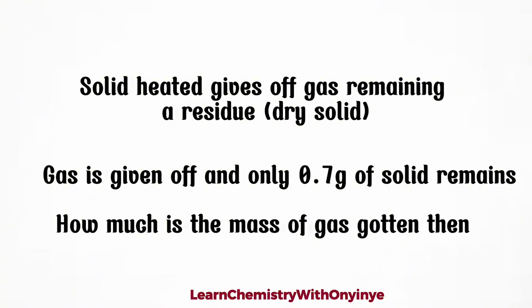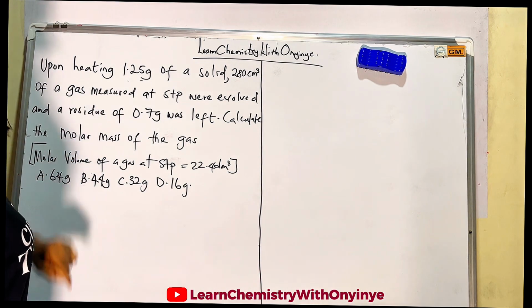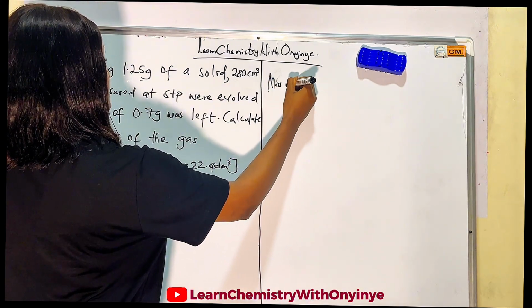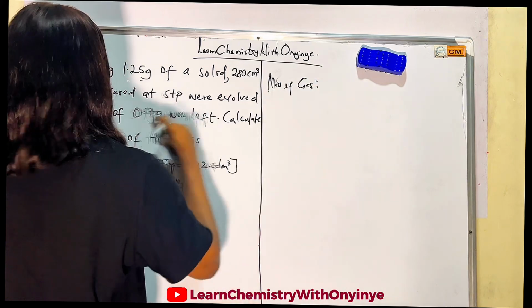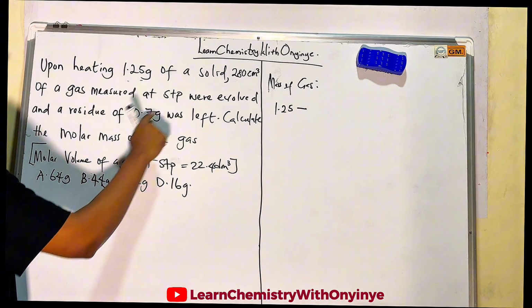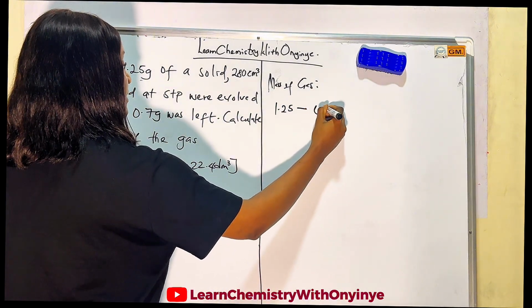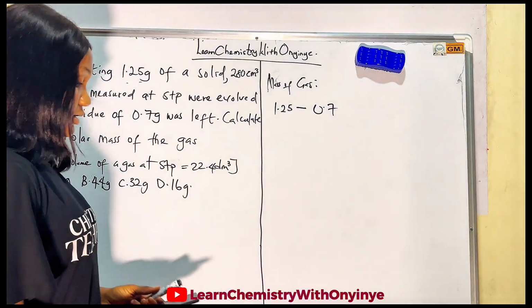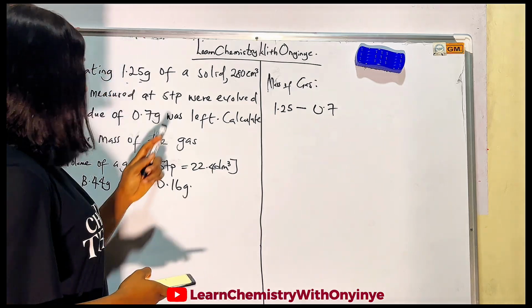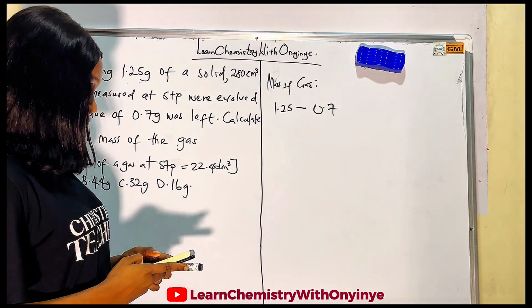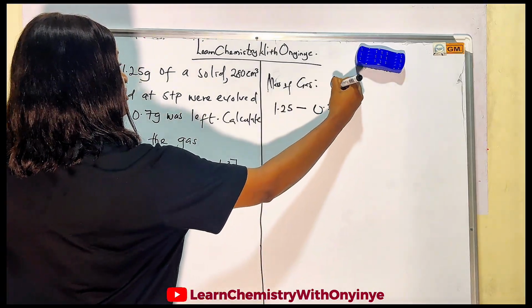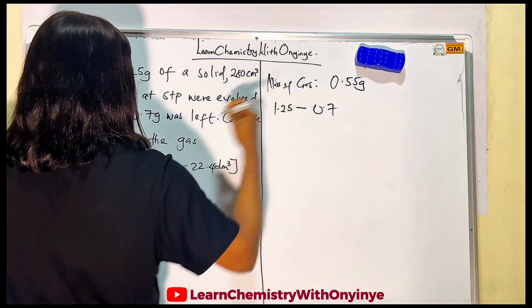So how do we get our mass of gas? This is the mass of the heated solid, minus the solid left after the gas was evolved, so minus 0.7. Let's see this: 1.25 minus 0.7 is 0.55. So the mass of gas we have is 0.55 gram.